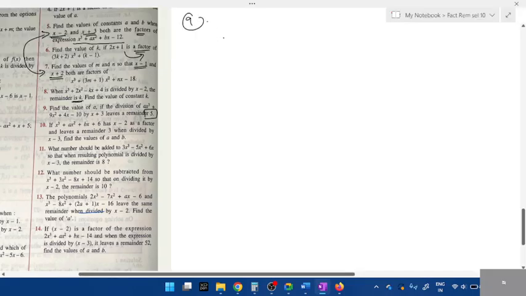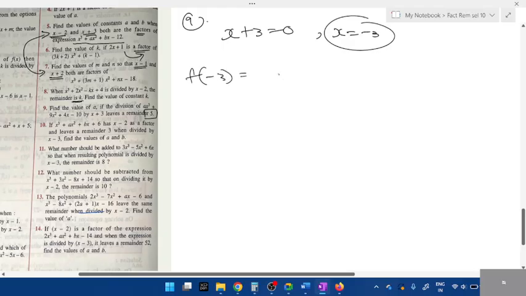Find the value of a divided by x. Okay, done. Right. X is equal to minus 3. F of minus 3 is equal to 9x squared plus 4x minus 10. And what's the remainder? Remainder should be 5.